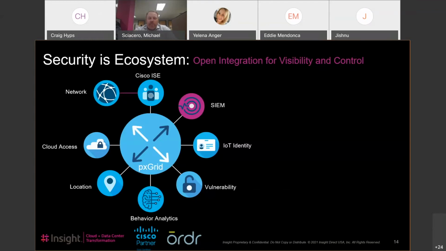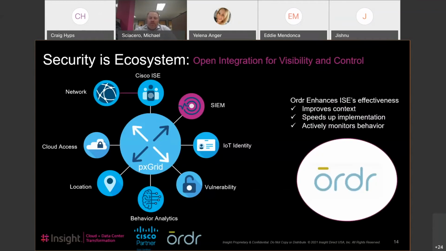So ISE becomes more effective when partnered with a product like Ordr. Ordr is a leader in differentiating and classifying IoT devices. It can scan for vulnerabilities and baseline behavioral analytics. Ordr has helped us implement and segment the healthcare workplace because it helps us do it faster and improves the accuracy of security policy, which at the end of the day is really the limiting factor of why we're not implementing zero trust or segmentation in the healthcare workplace to begin with.